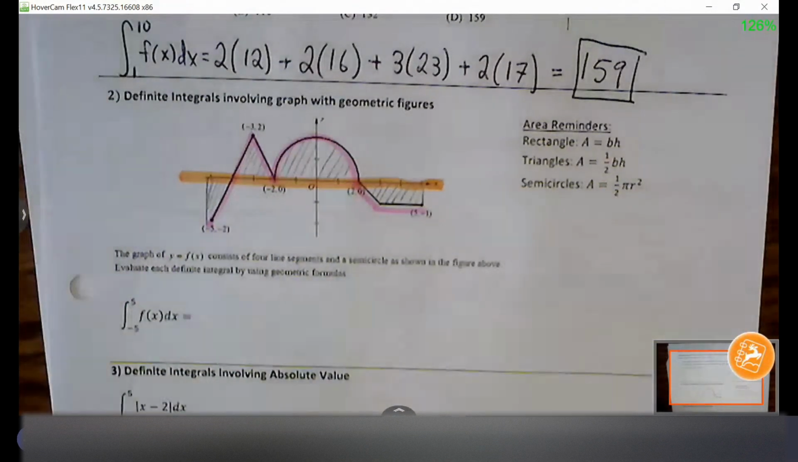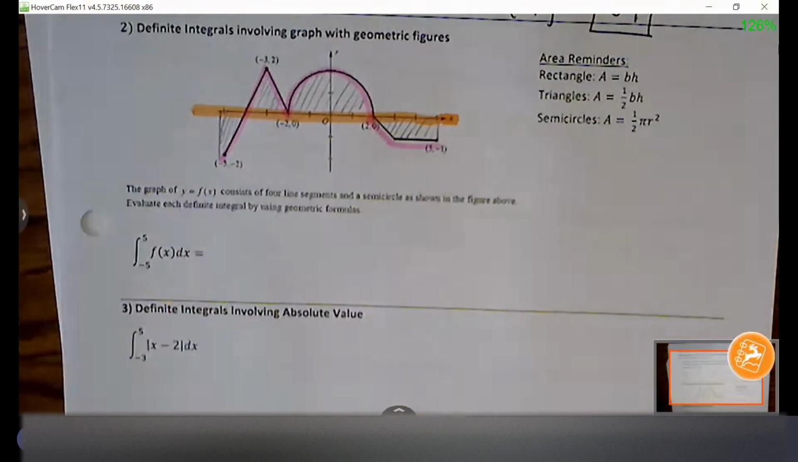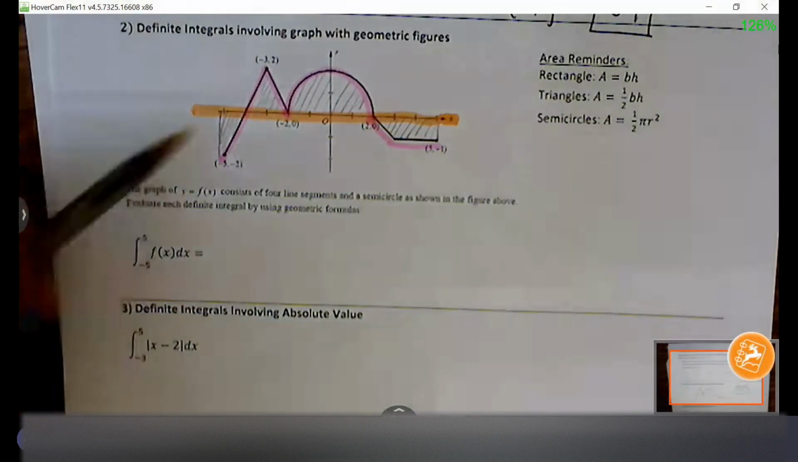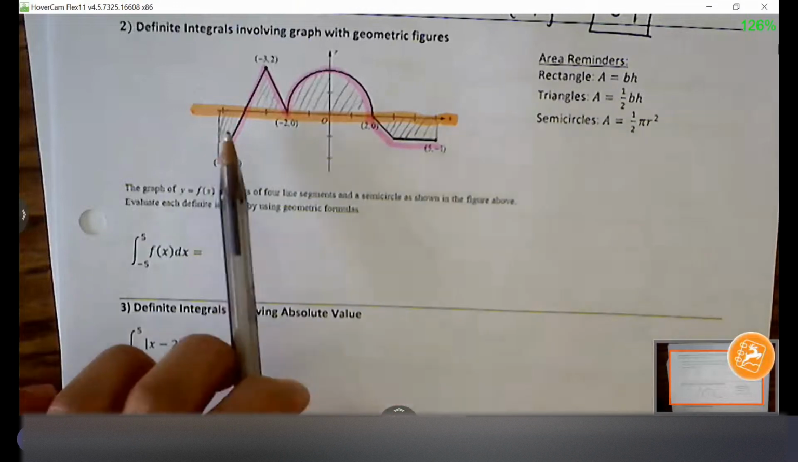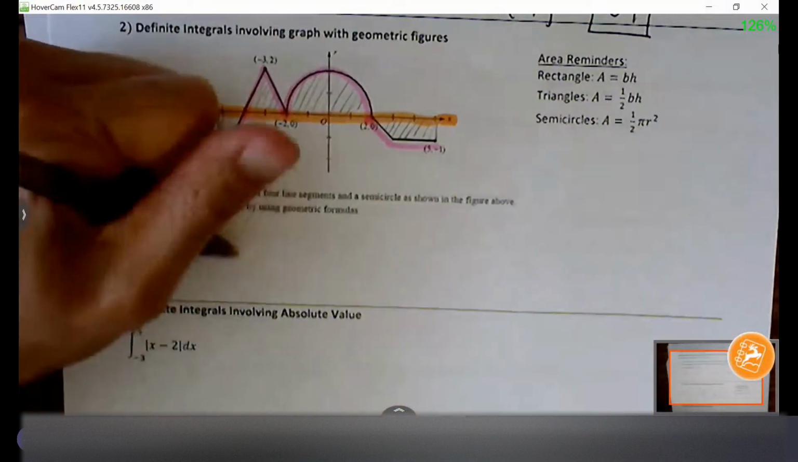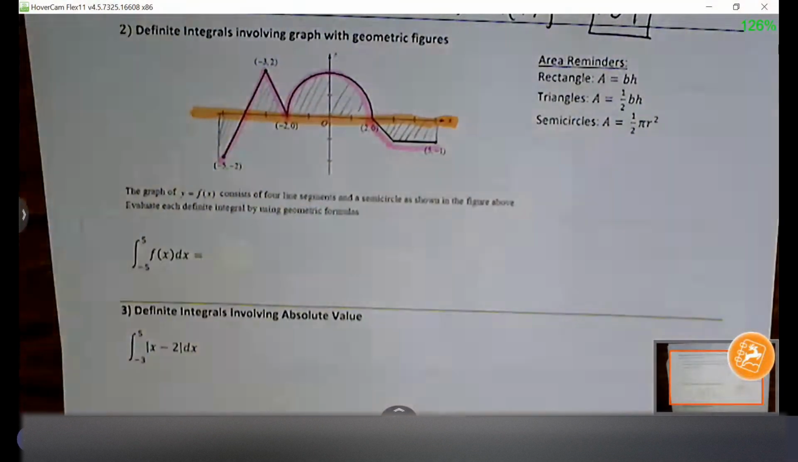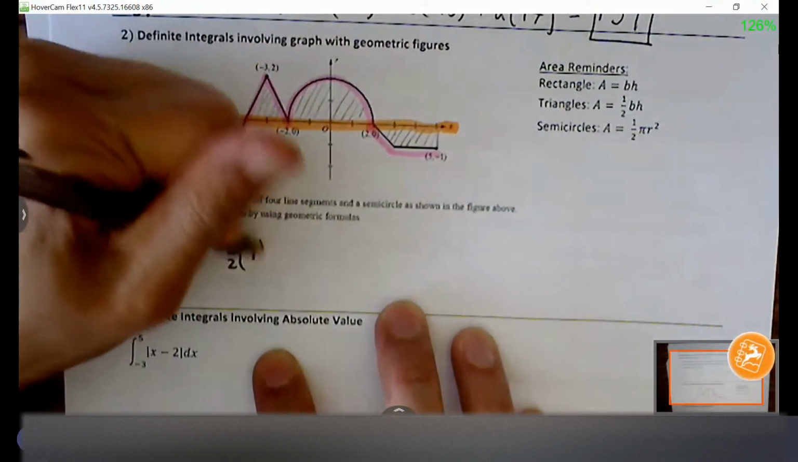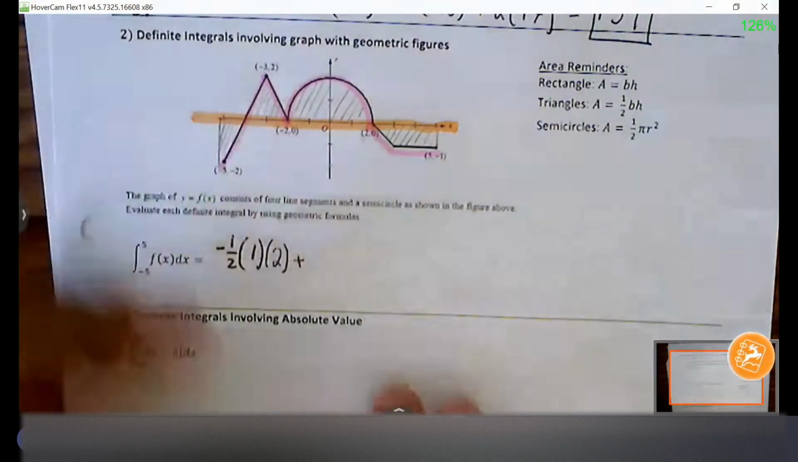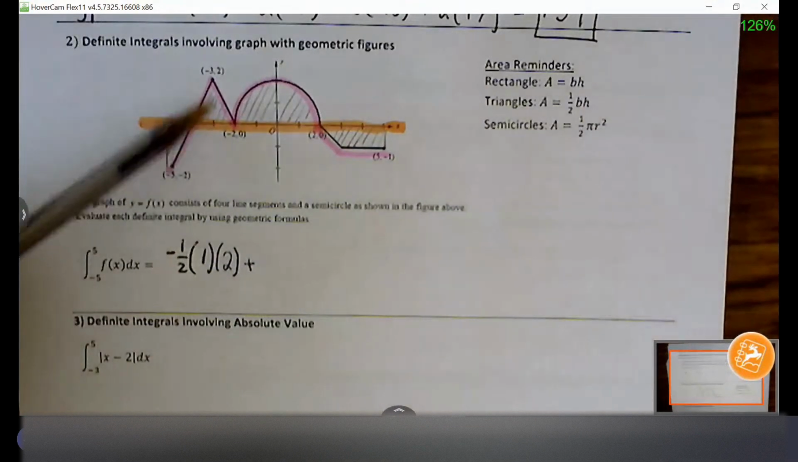We're asked to find the definite integral from -5 to 5. So we're going from one end to the other, and we're going to total those regions up. My first figure from the left is a triangle. My formula is 1/2 base times height, but it's below the x-axis, so I'm going to assign a negative in front: -1/2 base times height. My base is 1 and my height is 2. My second triangle here is 1/2 base times height, but it's above the x-axis, so I can let it remain a positive value.